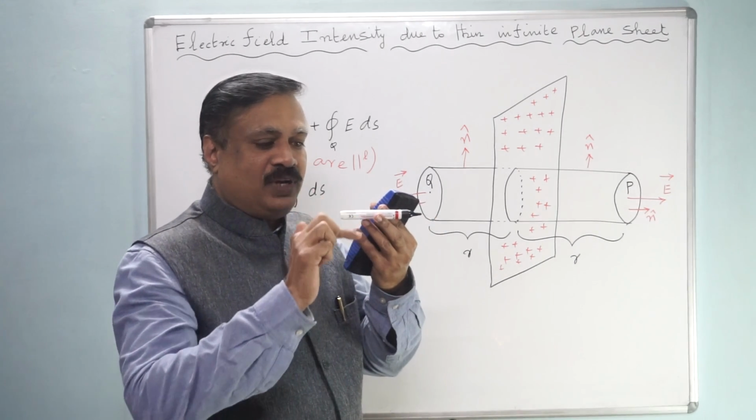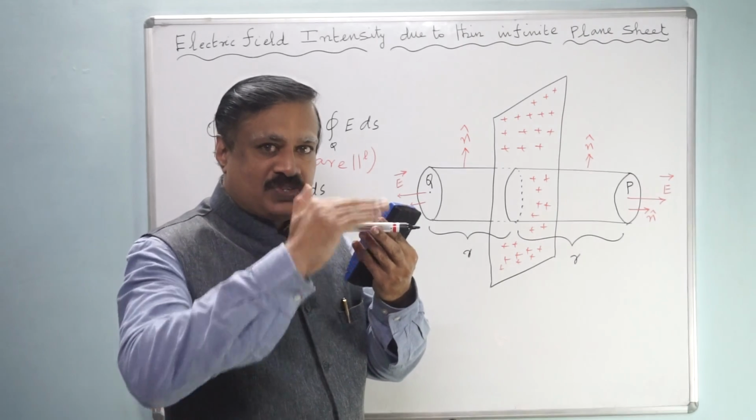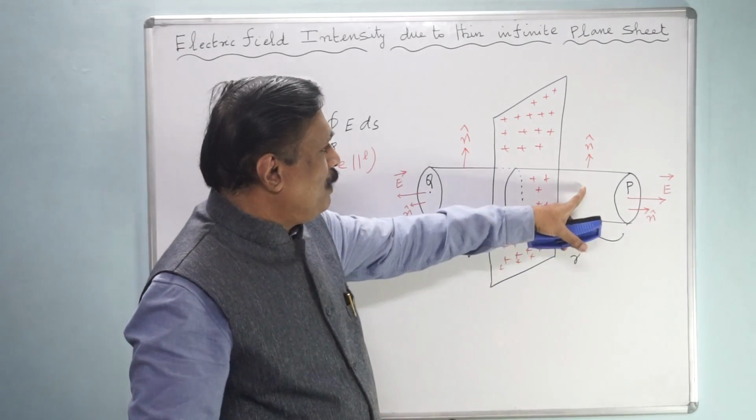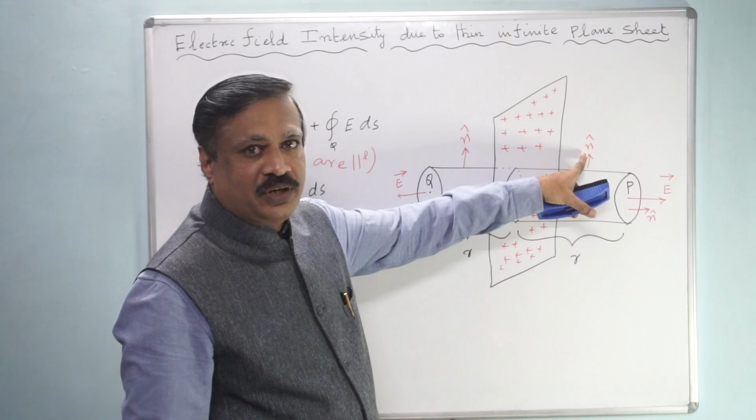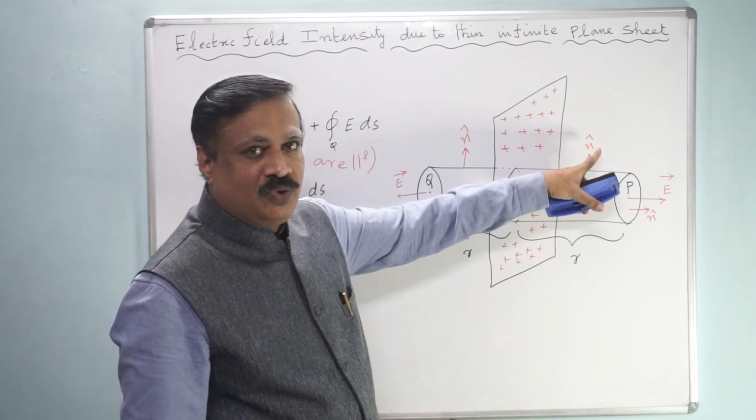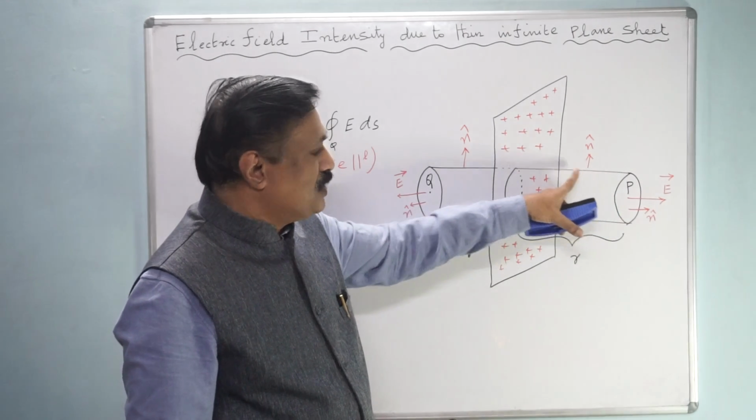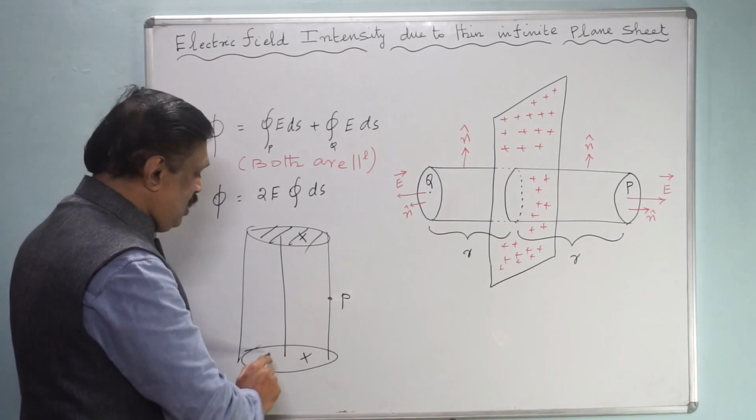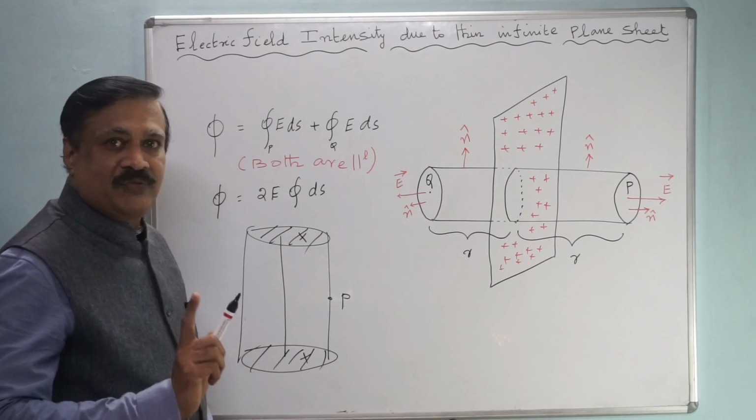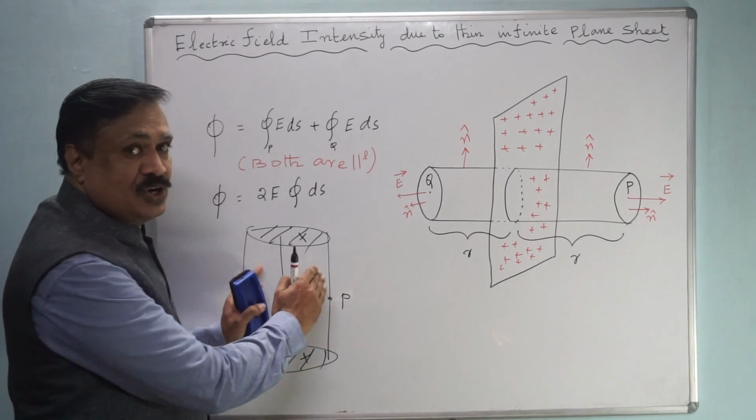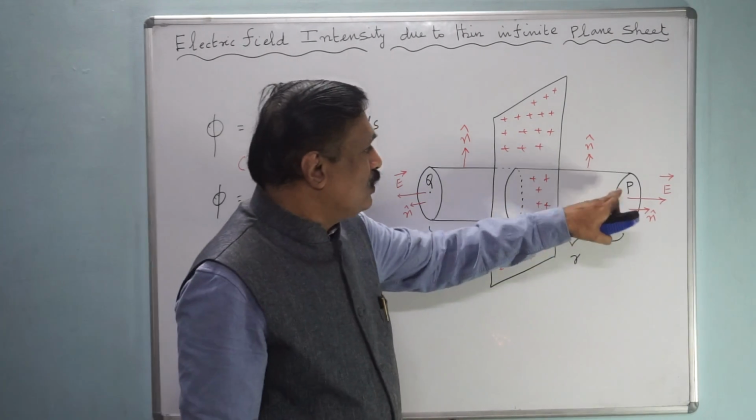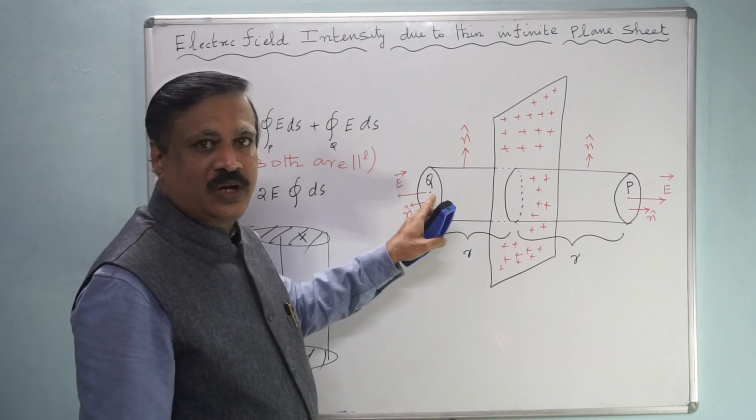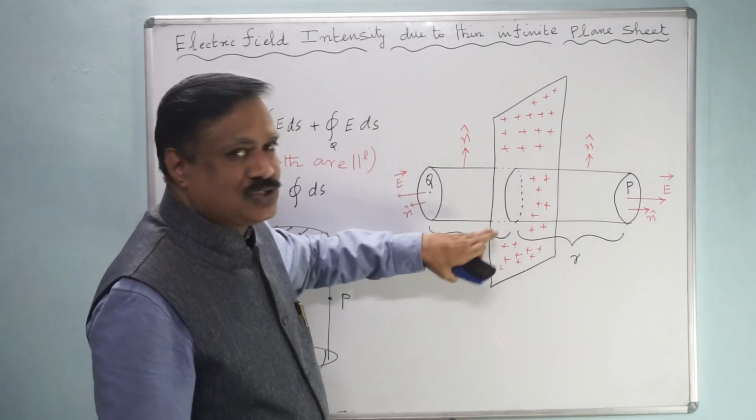And this surface, the surface area vector, is perpendicular. The unit vector is perpendicular, therefore you should not consider this surface. In this case, we have not considered this area and this area. We consider only this surface and this surface, and we should not consider the outer surface.